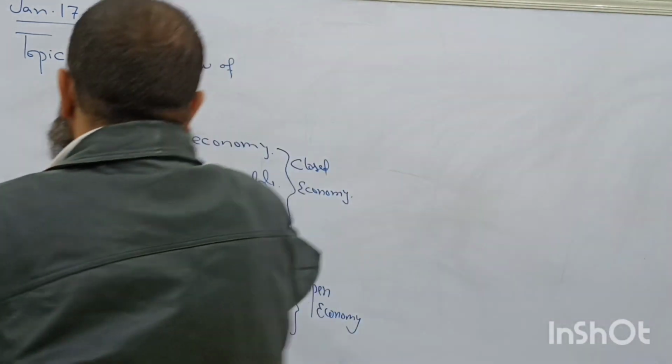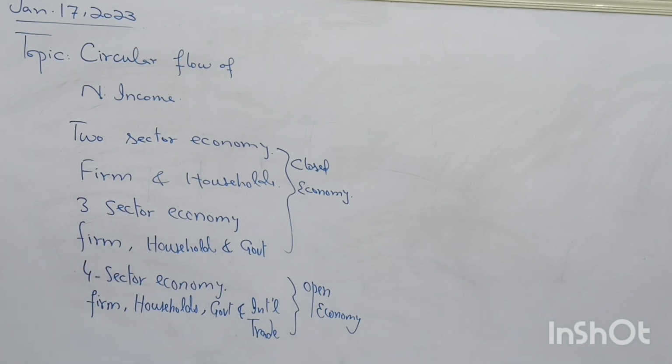I have to erase these things in order to have a circular flow diagram. Have you written all the things? Make a picture of that. Okay, done? Okay.